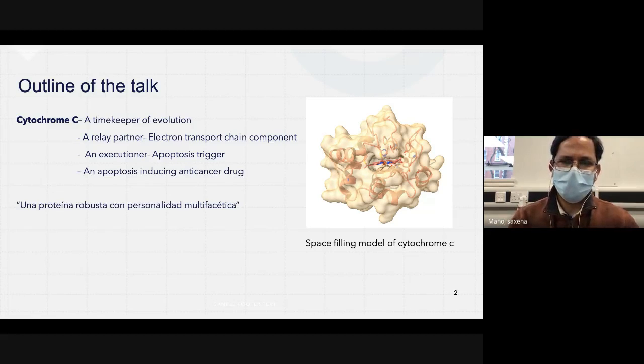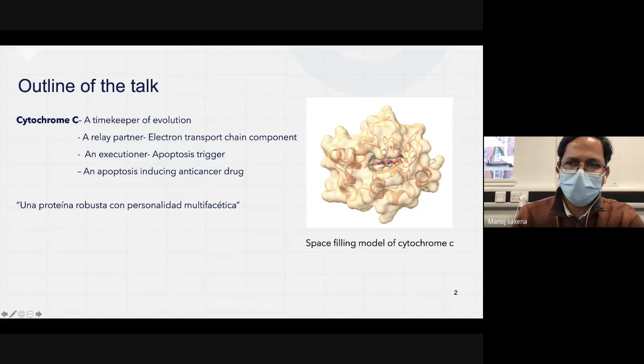And so this protein is a very small protein compared to many proteins which are even megadaltons in size, only 12 kilodalton. So we can say that this is a robust protein with a multifaceted personality. And here you see in this diagram a space filling model of this protein, and also the heme pocket is shown here, where this heme is the prosthetic group coordinated by iron and different protein residues, which I will talk later about.